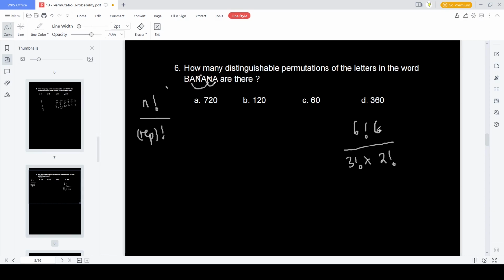So this comes as 6 into 5. 6 factorial can be written as 6 into 5 into 4 into 3 factorial. 3 factorial cancels. 2 factorial is nothing but 2. 2 cancels 2, 4 2 times. So this comes as 30 into 2, 60. So that's the answer. Simple.